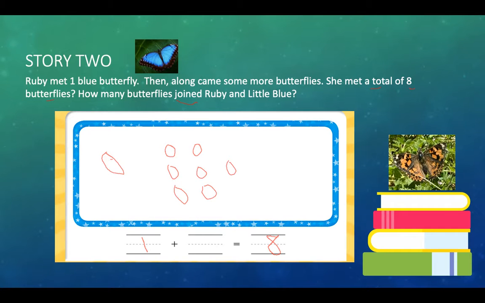Okay, now I know how many others joined, right? How many more joined them? So let's see. 1, 2, 3, 4, 5, 6, 7, 8. Yep, I do have 8. But how many are on this side? 1 is on this side. And 1, 2, 3, 4, 5, 6, 7. 1 on this side, 7 on this side. 1 plus 7 equals 8.